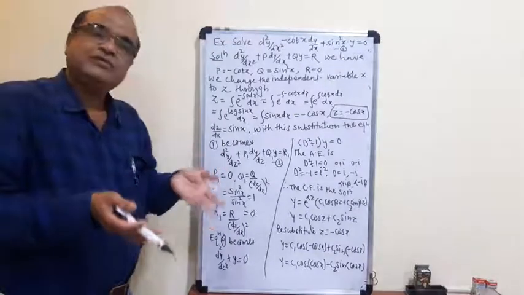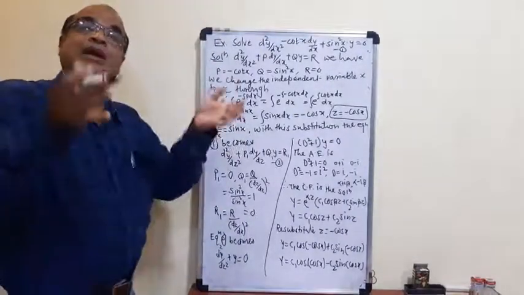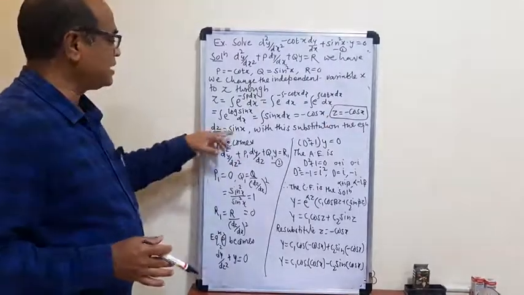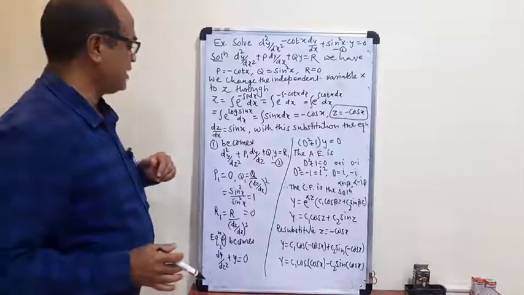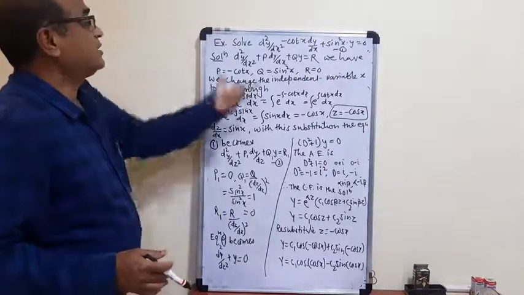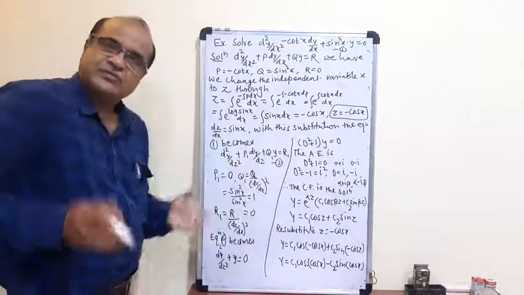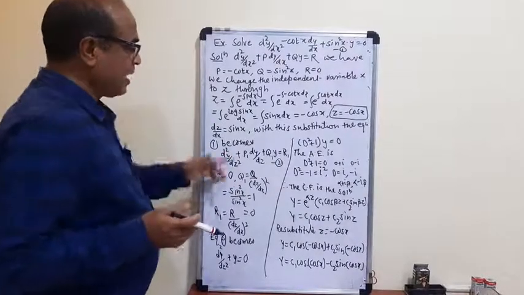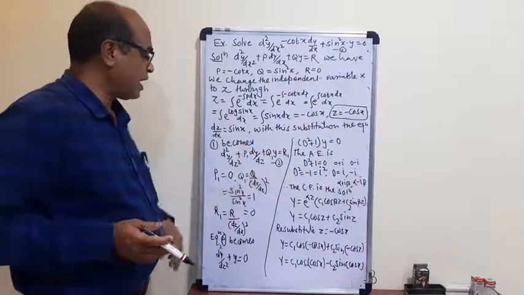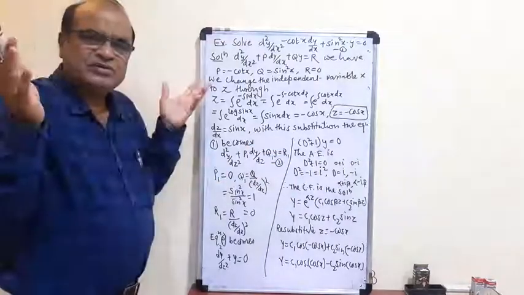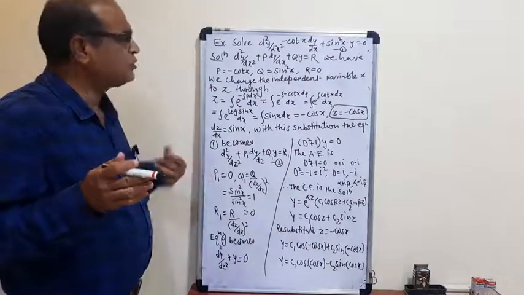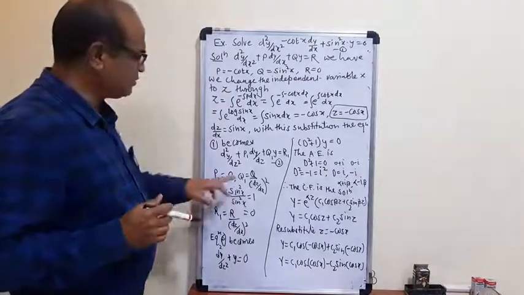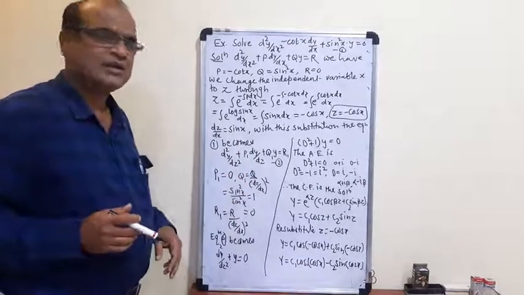Because we change the independent variable x in terms of z, we get this relation. So obtain dz by dx, that is sin x. With this substitution, the equation becomes d2y by dz square plus p1 dy by dz plus q1 y is equal to r1, as we studied in the theory. But we take p1 is equal to 0. Taking p1 is equal to 0, we obtain q1 is q upon (dz by dx) whole squared.